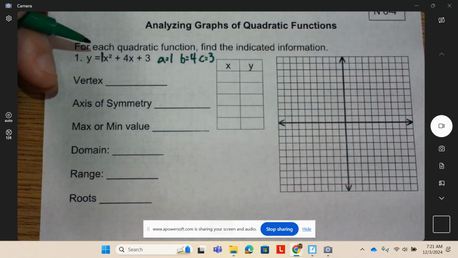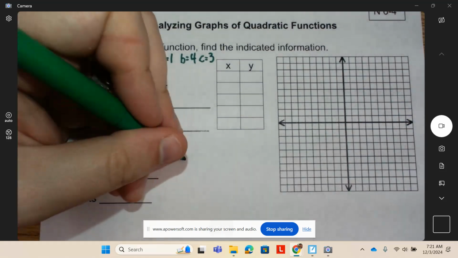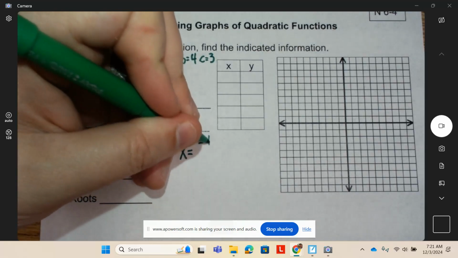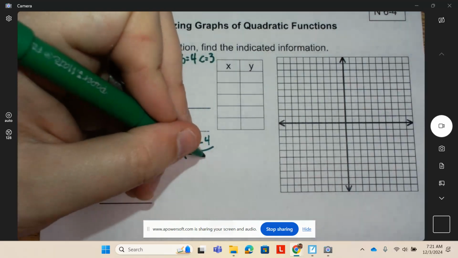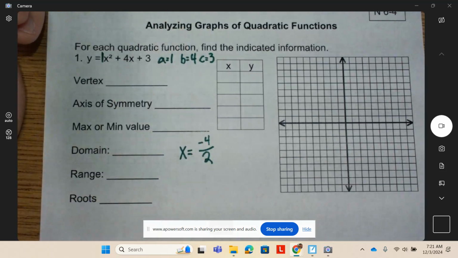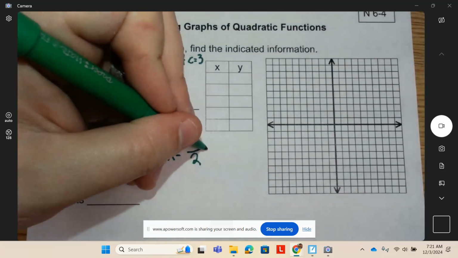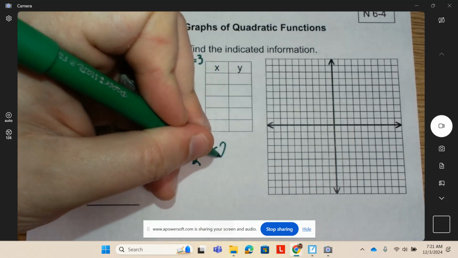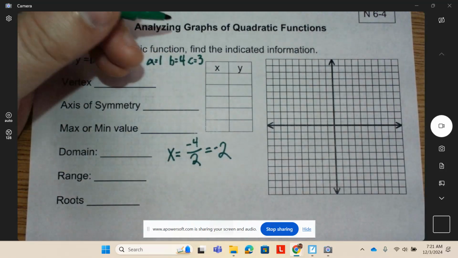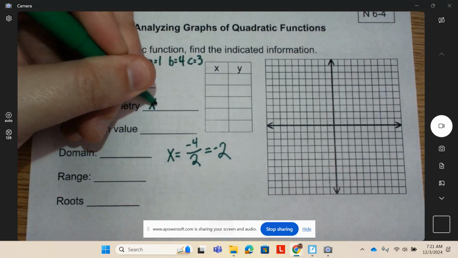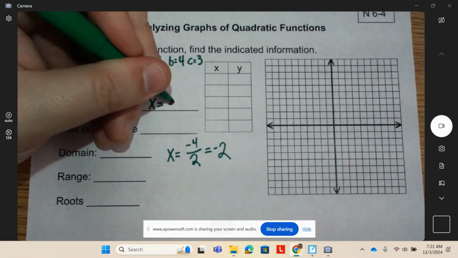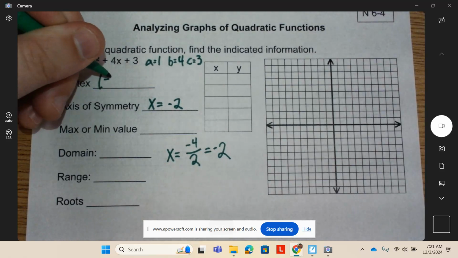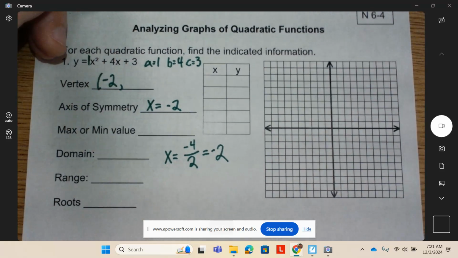So to find my vertex and my axis of symmetry, start out with x equals negative b, so negative 4, over 2a. The 2 times 1 would just be 2. I'll simplify that out. Negative 4 divided by 2 leaves me with a negative 2. So my axis of symmetry is going to be the line x equals negative 2, and my x value for my vertex is negative 2.